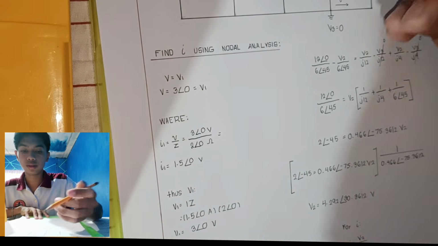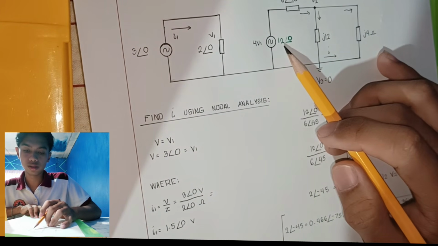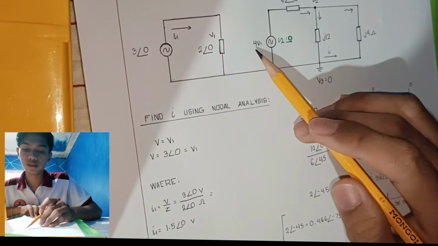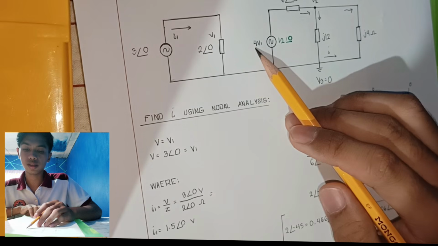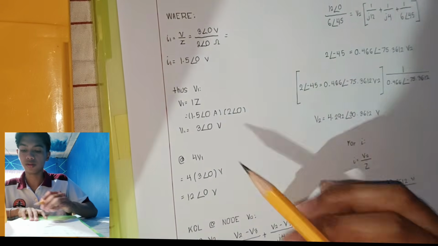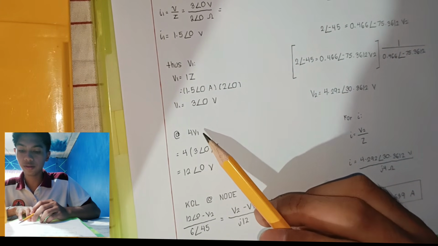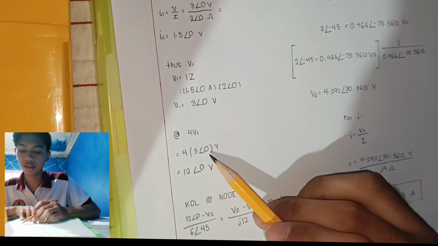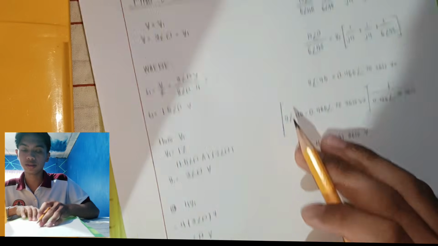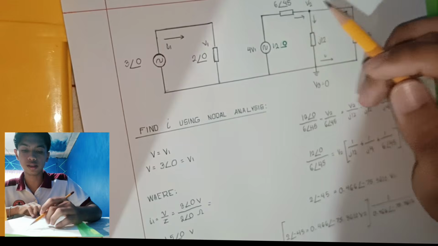Next, how I obtained this voltage source 12 angle 0. It is coming from a given formula for this voltage source. For V1, we can simply substitute the value of V1: 4 times 3 angle 0 volts is equal to 12 angle 0 volts. So this is the voltage source for this circuit on the other side.